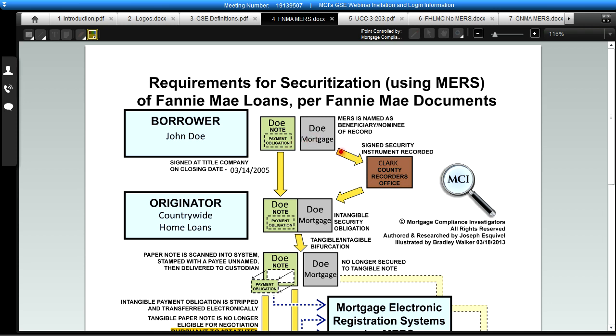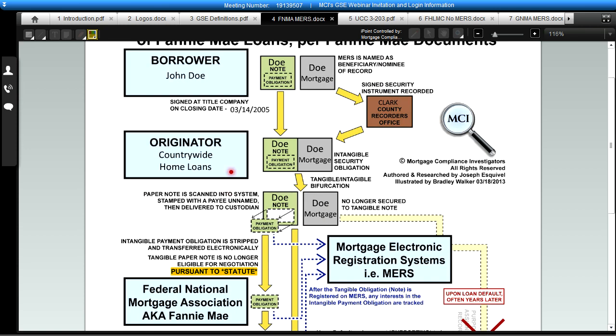When it's at the county recorder's office, it's filed of record, it's indexed, and it's recorded. After it's recorded, it's sent back to the lender. In this case, it's Countrywide Home Loans. Okay, at this time, the tangible note and the tangible Doe mortgage have been properly filed of record and perfected. There is now an encumbrance on the property.